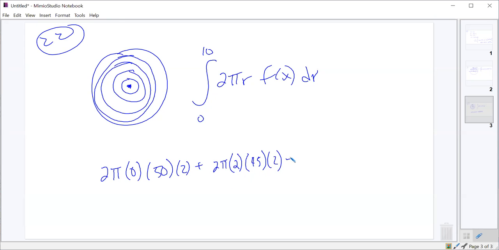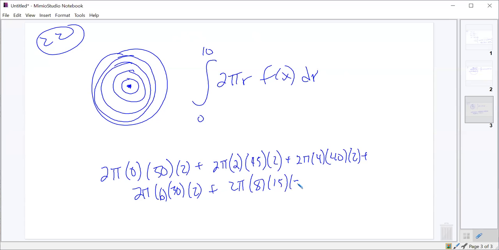And then the next one should be 2 pi times our r value, which is 4, times 40 times the length of that interval, which is 2. And continuing on, next one should be 2 pi times 6 times 30 times 2. And then the last one should be 2 pi times 8 times 15 times 2. And they've all got this 2 pi and this 2 in them.